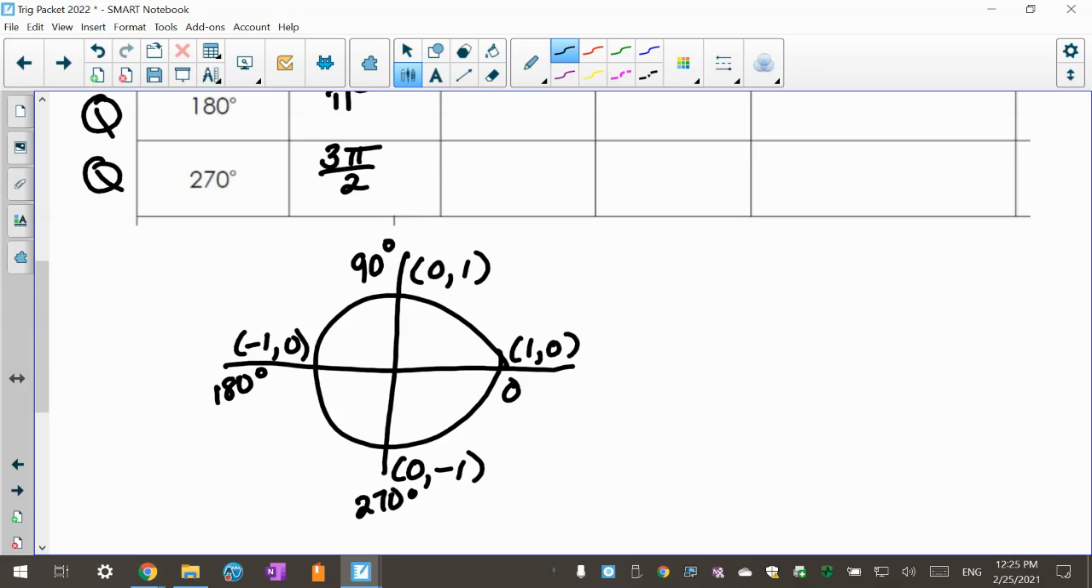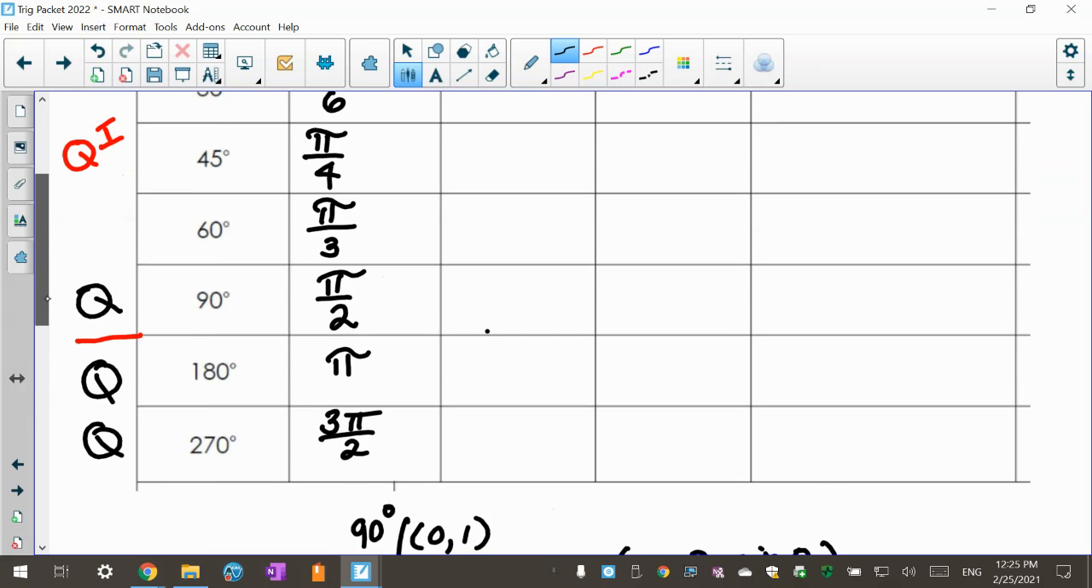Okay, so if I want to know what the value of sine or cosine is, I know all the points are cosine of the angle, sine of the angle, or my x and y. So we'll look at 0 here. I know the cosine of 0 is 1 because that's the x value. The sine of 0 is 0 because that's the y value. So we're going to go through and actually put these in.